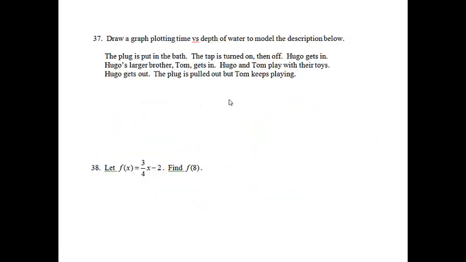Right, number 37, draw a graph plotting time versus depth of water to model the description below. The plug is put in the bath, the tap is turned on, then off. Hugo gets in, Hugo's larger brother Tom gets in, Hugo and Tom play with their toys, Hugo gets out, the plug is pulled out, but Tom keeps playing. So we need a graph that says time versus depth. So I'm going to have time this way, and then depth of the water. Okay, so the plug is put in the bath, so I'm assuming that it starts with no water in it.